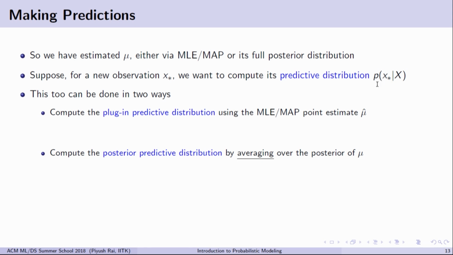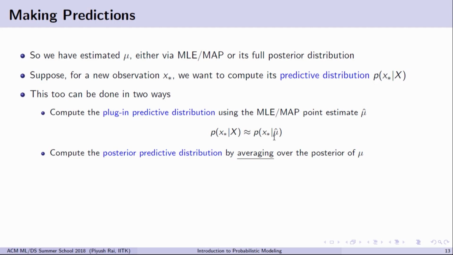Now, there are two types of predictive distributions that you can compute depending on what kind of estimate you have for the parameters that you have learned. The first approach is known as the plug-in predictive distribution, and that is used when you only have a point estimate of the parameter. If you have an MLE or MAP estimate where you only get a single mu hat, you can use a plug-in predictive distribution, in which case P of X star given X is approximately equal to P of X star given the plug-in estimate of mu.